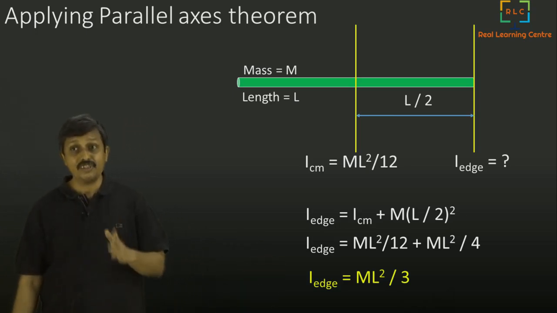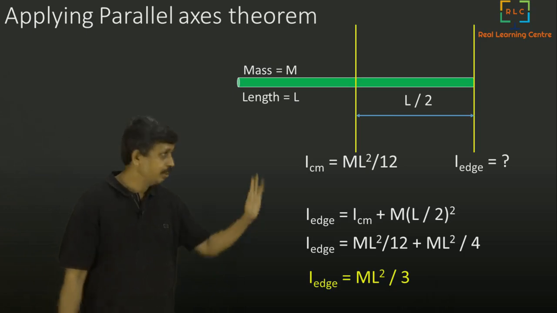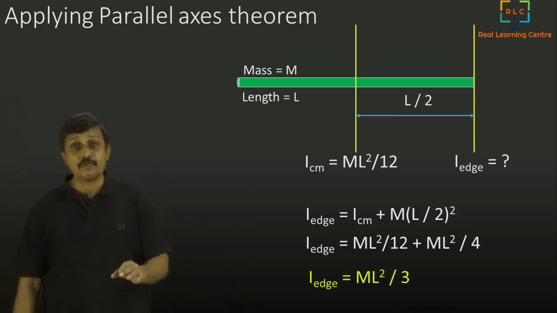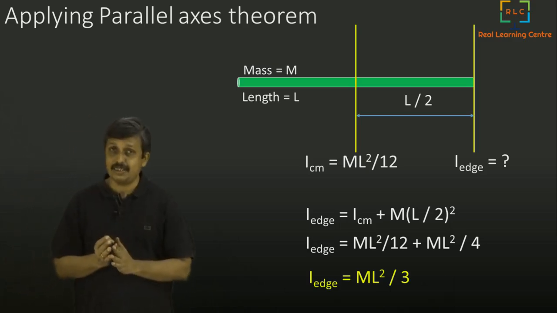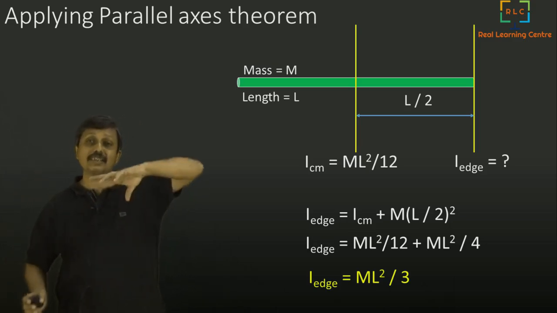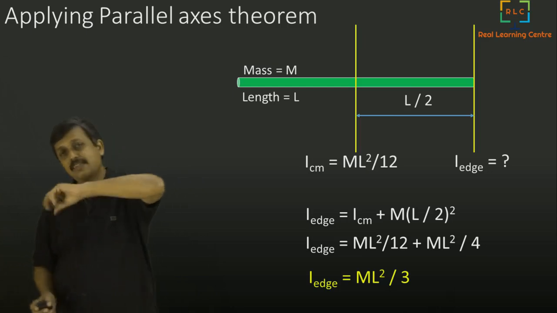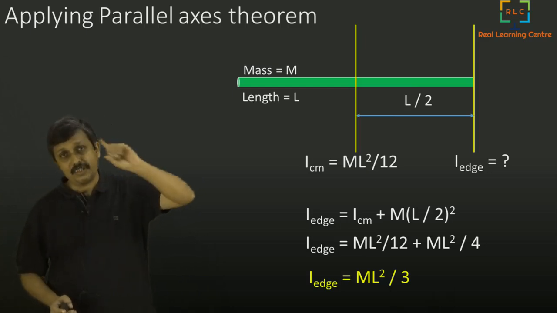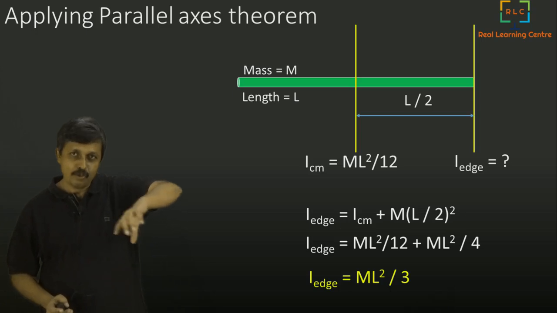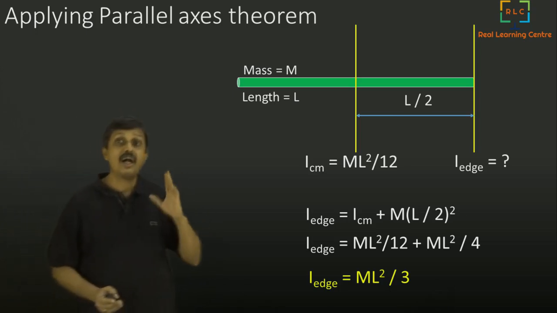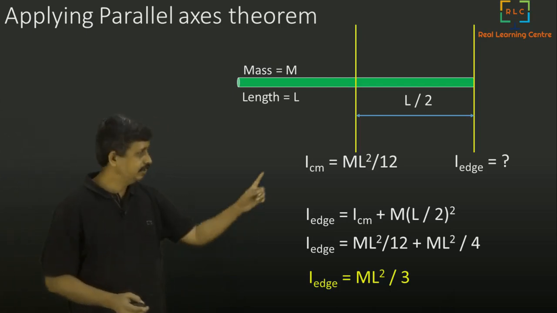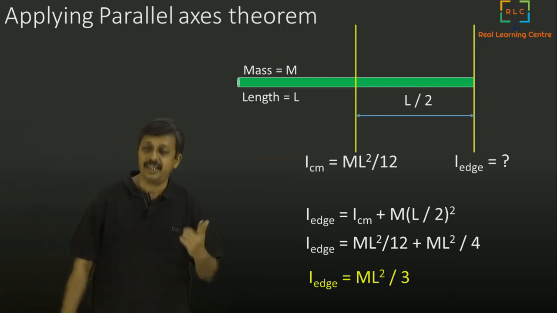You can see that the moment of inertia about the edge is much higher than about the center of mass. The moment of inertia about the center of mass is always the lowest. That means it is easier to rotate something about its center of mass. Anywhere else, to rotate it is harder. Remember this: when you rotate anything about its center of mass, it has the minimum moment of inertia. Everywhere else the moment of inertia is higher. So at the edge it is higher.